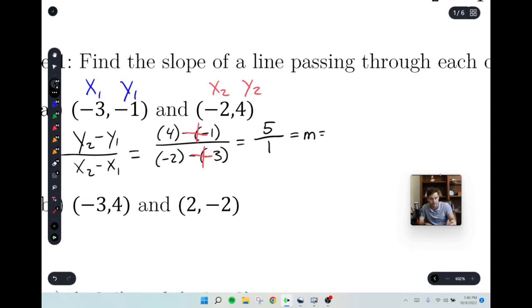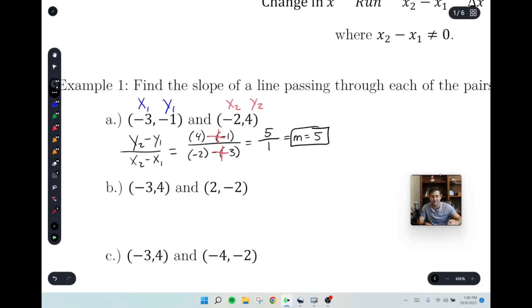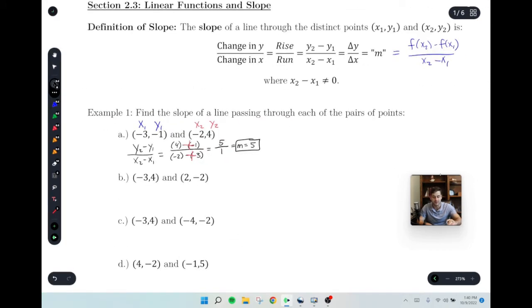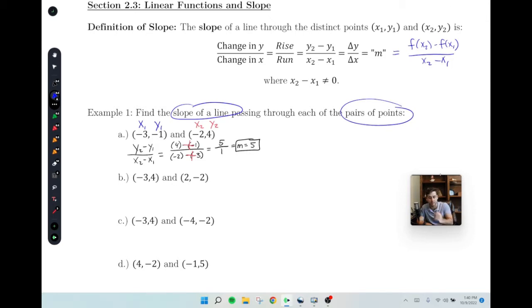So our m equals 5, right? No mistakes there? Sweet. Let me know. Yell at me in email if I did. So that's how to find the slope of a line passing through points. Let's use that main formula, y2 minus y1 over x2 minus x1, which is to say the change in y, or how your y value is changing as your x value changes. It's like a comparison of change.